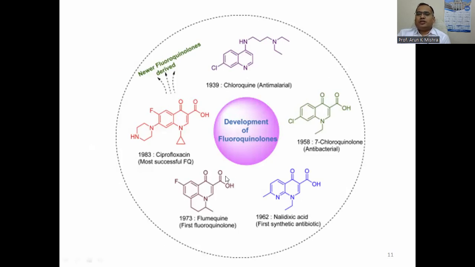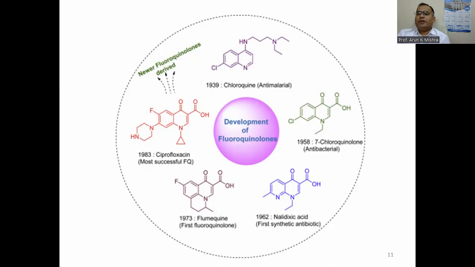When we discuss the history of drugs, especially quinolones, we generally think about this historical background. In 1939, chloroquine was identified as an anti-malarial drug, and through structural modification and some structural differences, in 1958, 7-chloroquinolones were identified as antibacterials.